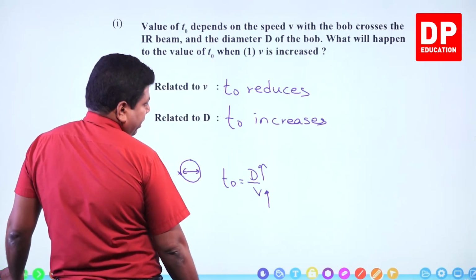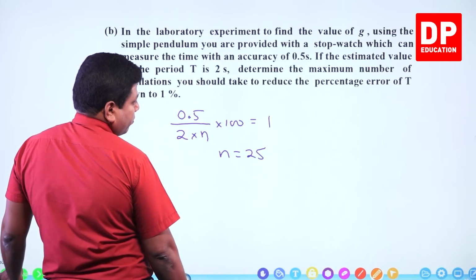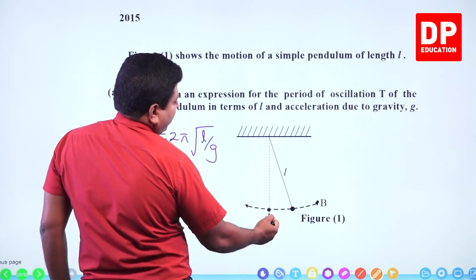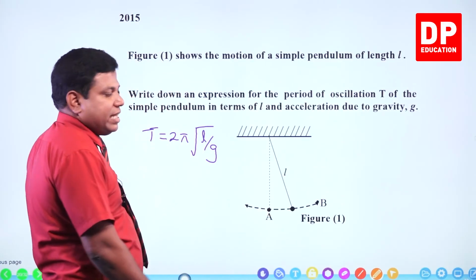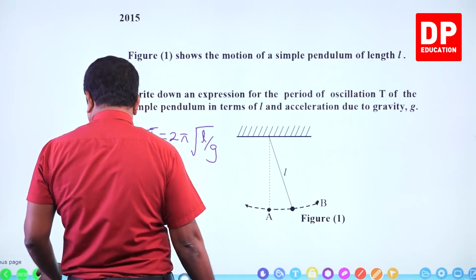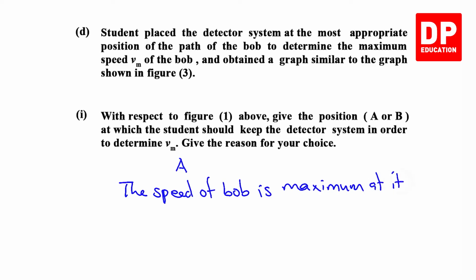Let us see where they have marked AB. Where is the pendulum? A is the lowest point. That is where the Vm velocity is maximum. So, he has to place the detector system at point A. So, at A, the speed of the bob is maximum at its lowest point.